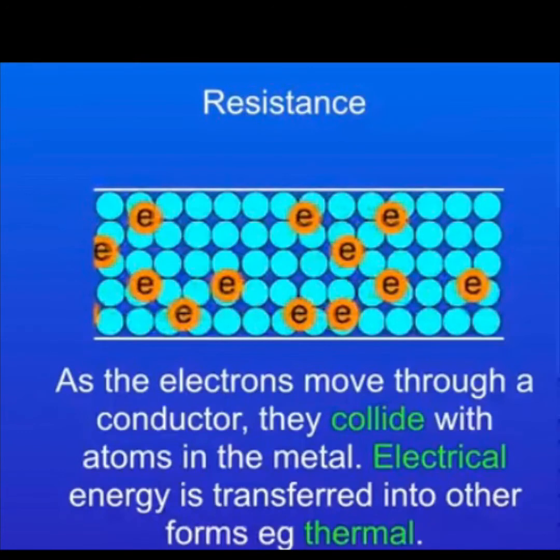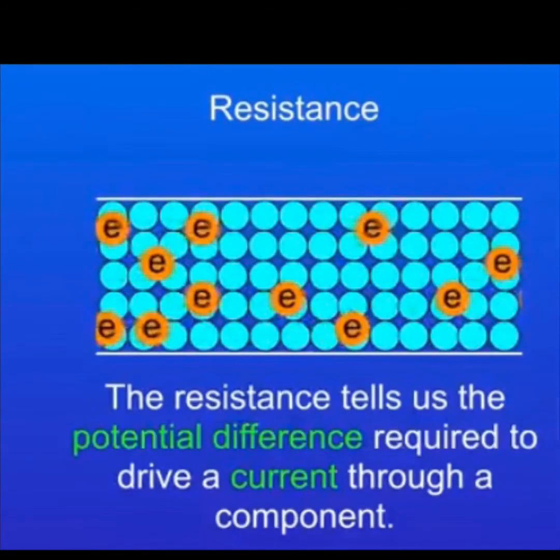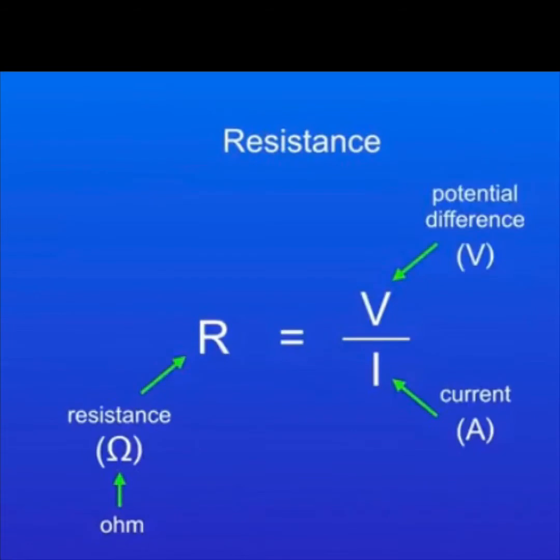As the electrons move through a conductor, they collide with atoms in the metal. Electrical energy is transferred into other forms, for example, thermal. The resistance tells us the potential difference required to drive a current through a component. So, if we have a component, the resistance tells us the amount of current through that device or component. So, we can say that the resistance is related to the potential difference and the current.